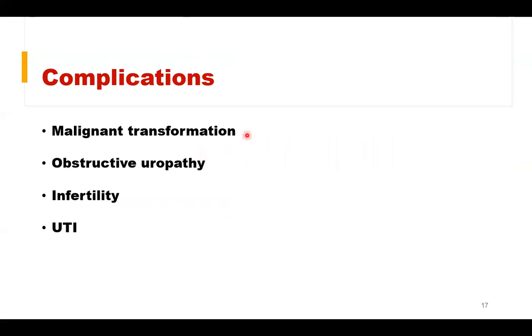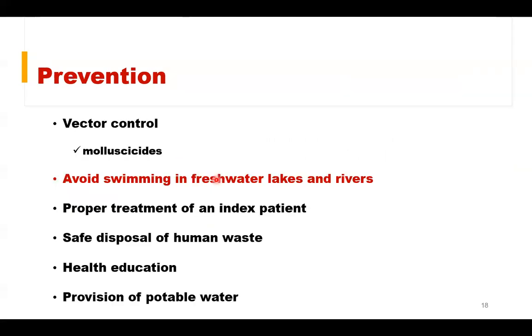So what are the complications? In long-standing cases, you can have malignant transformation. There could be obstructive uropathy. In females, it could be associated with infertility. You can have UTI and any other complication you can think of. Okay? So how do you prevent?